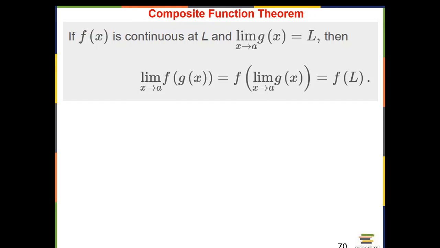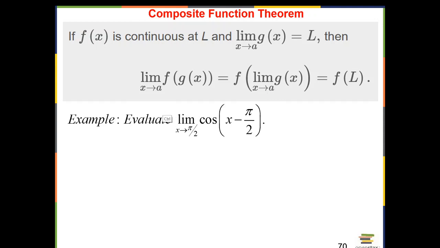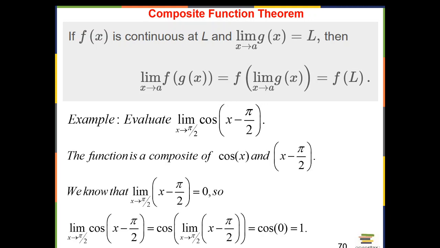So we put the limit inside as an input for f of x. That's the idea. So here, evaluate this limit. The limit of cosine of this: you can think of cosine as a function and then x minus pi over 2 as a function. So the limit of a composition of cosine and this function is cosine of the limit of this. So we put the limit inside the parentheses, right?